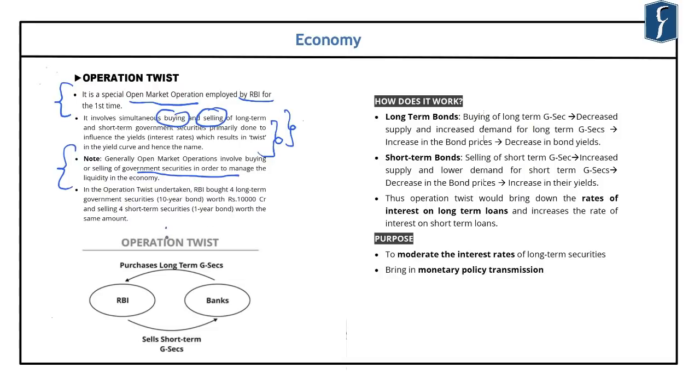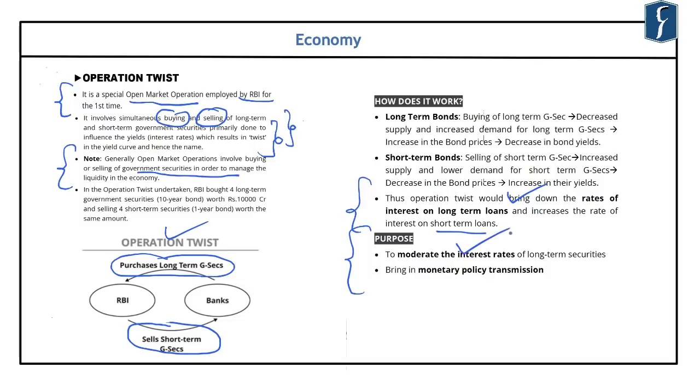So under this operation twist, the Reserve Bank of India will be purchasing the long-term government securities, and at the same time it will be selling the short-term government securities. Now, the main purpose of the operation twist is that it would bring down the rate of interest on the long-term loans and it will increase the rate of interest on short-term loans. So, the basic purposes are to moderate the interest rates of long-term securities and to bring monetary policy transmission.